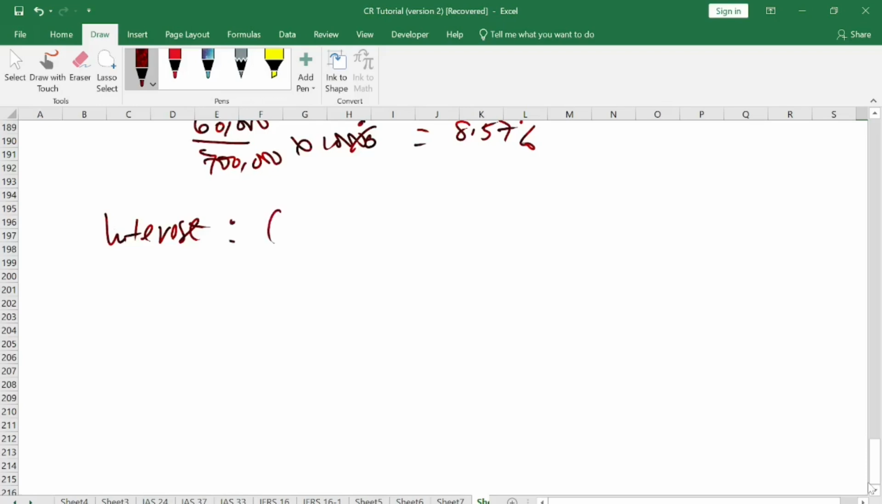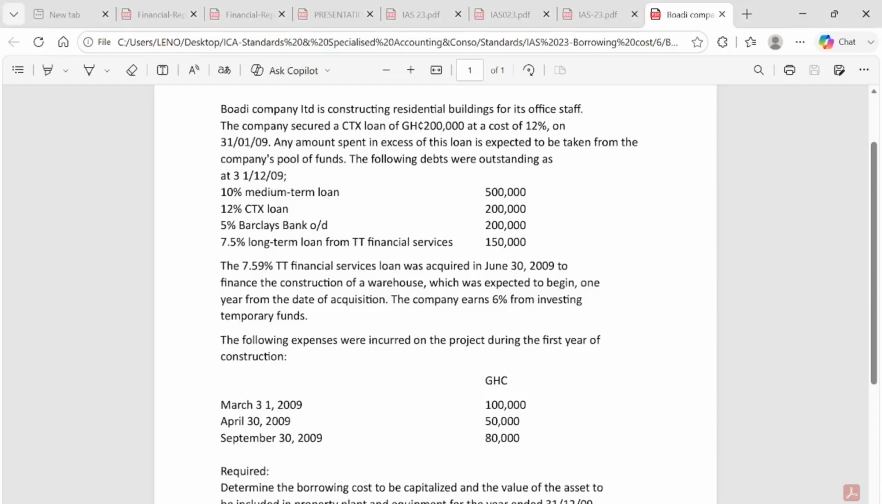How much are we going to pay? We are going to pay 30,000 left, multiplied by 8.57%, because the last payment was made in September, where we are going to use part of the general pool to pay. We are accounting as at 31st December 2009. From the day the payment was made to the end of the account year is how many months? 3 months: October, November, December, right?